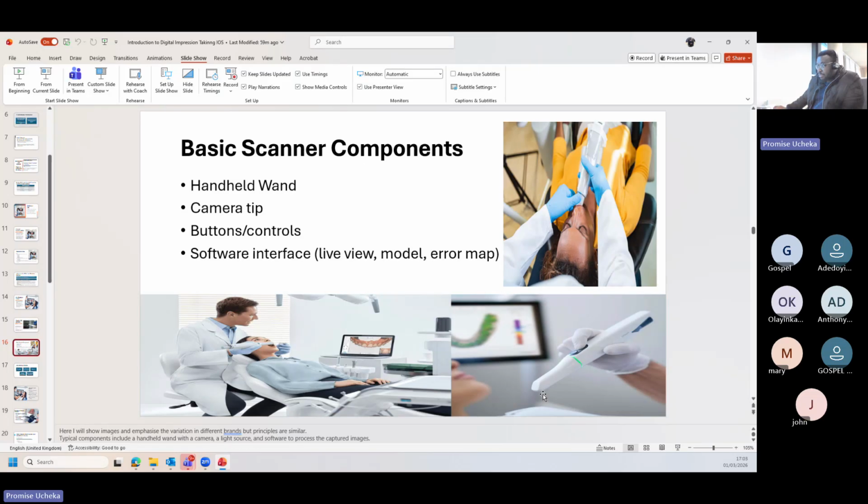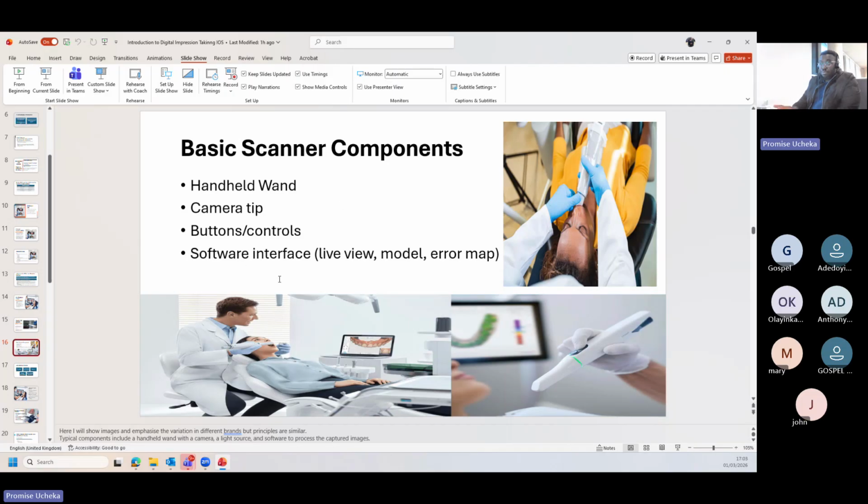Then you see the camera tip. There's a camera tip here. But also, you don't see this one, but it is there. Without it, the scanner cannot function: the software interface. It's the software interface that you have to install on the system that actually makes the scanner work. If not, this is just an ordinary piece. If you look at it, it looks like an ultrasonic scaler or anything. So without that software interface, the scanner will not be useful.